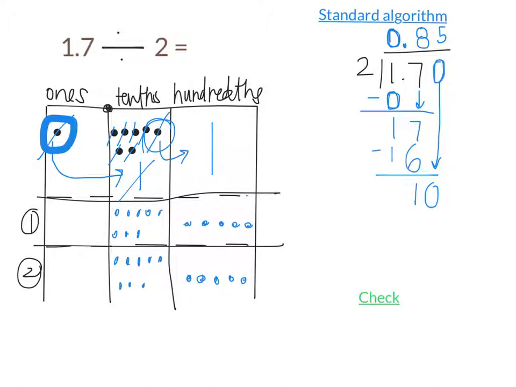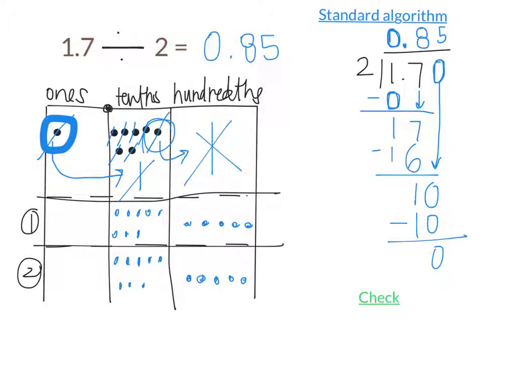And then mom can multiply to figure out how many we used up. If I have 5 in each group and there's 2 groups, 5 times 2 is 10. Very good. Then sister's going to subtract. Cross out that 10. How many hundredths are left? 0. So there's nothing left. That means that we are done dividing. So the quotient, 1.7 divided by 2, is 0.85.